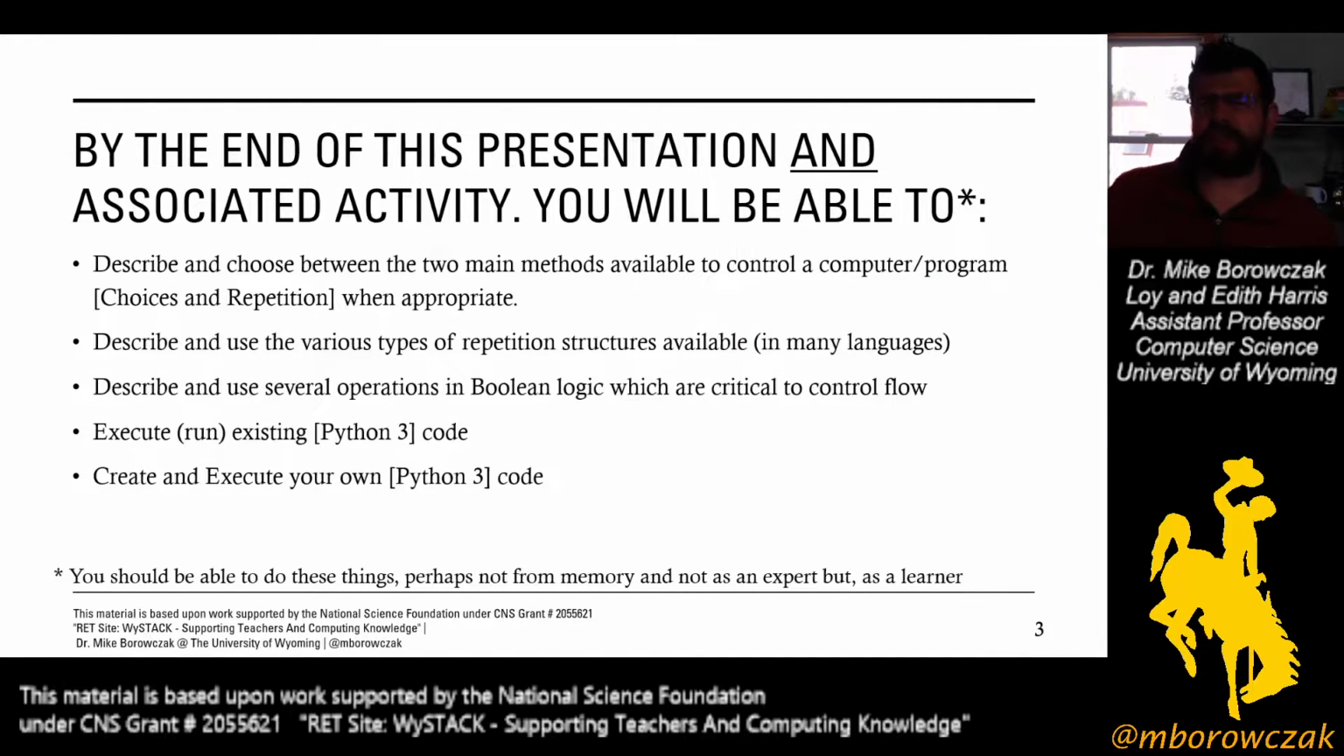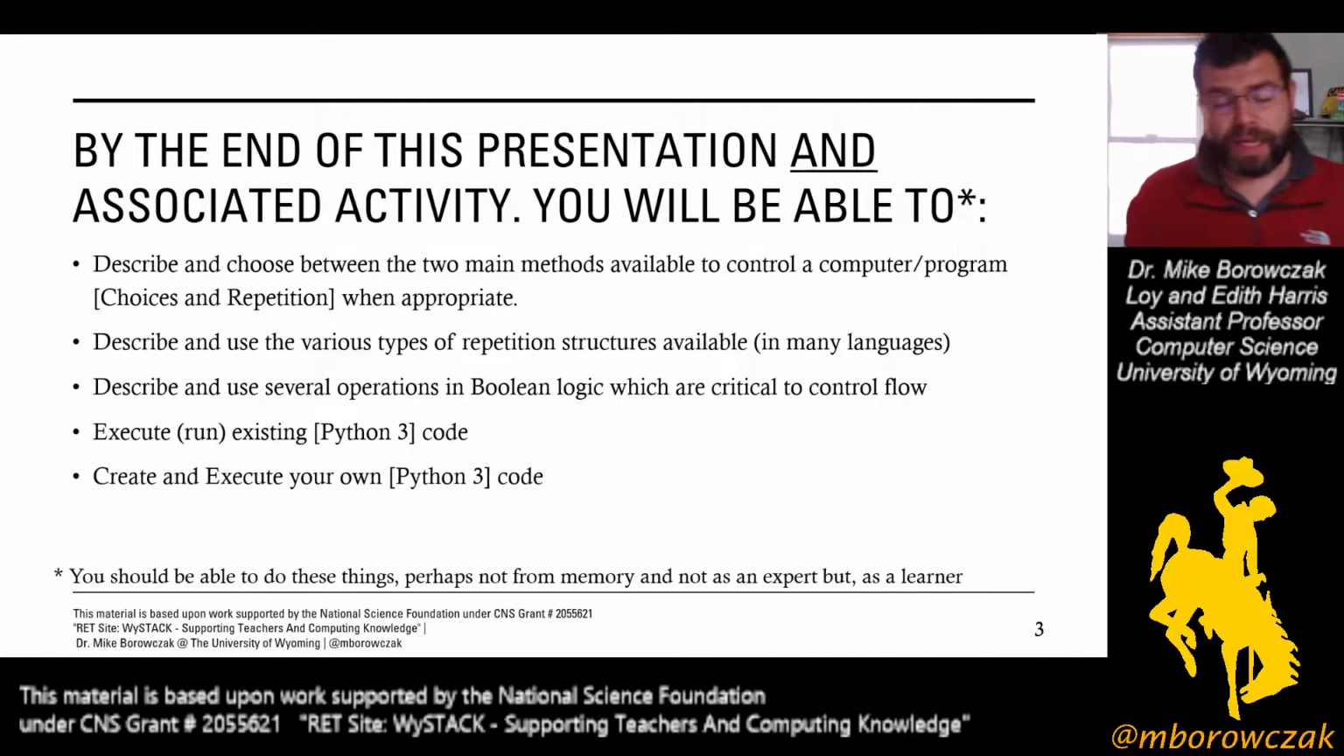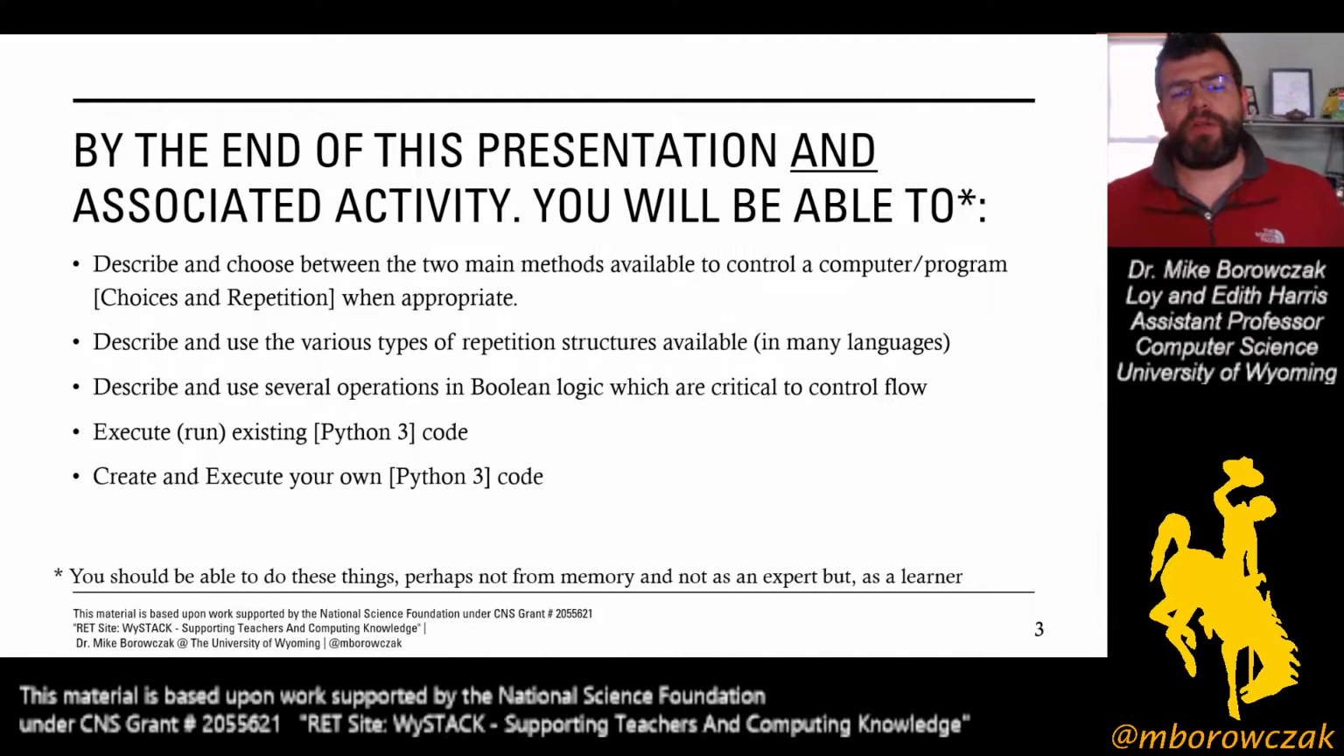By the end of this presentation and the activity, we hope that you'll be able to describe and choose between two main methods available to control a computer program, or a computer in general, describe the various types of repetition structures available in many languages, and then also describe and use several operations in Boolean logic which are critical to control flow. If you want to, we also hope that you'll be able to execute and run some existing Python 3 code, as well as create and execute your own programs.